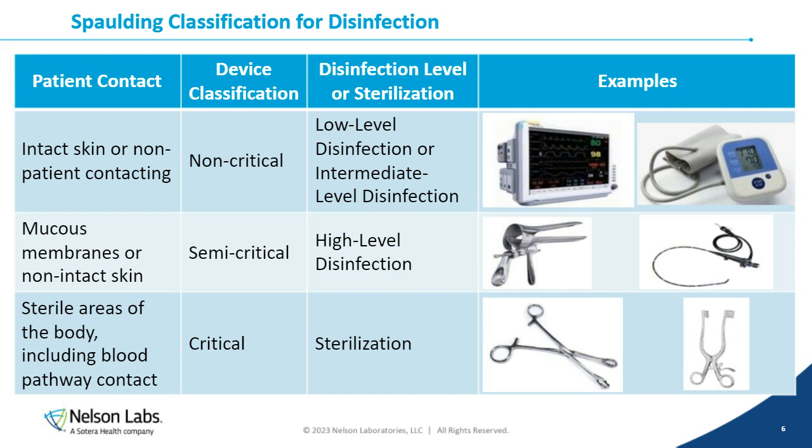And at minimum, they need a high-level disinfection. And then lastly, the last classification is critical devices. And those are devices that contact sterile areas of the body, including blood pathway contact. And these devices require sterilization. So for critical devices, there is no minimum disinfection level they have to meet. They have to be sterilized. And these are devices that are going to be used in surgical procedures where it's important that they are sterile during their use.